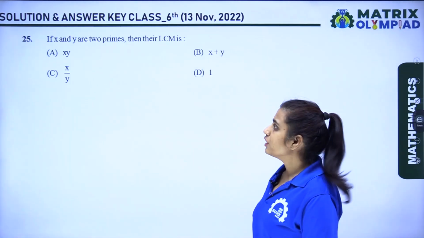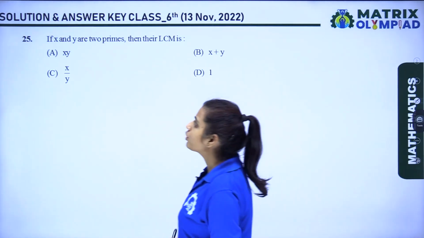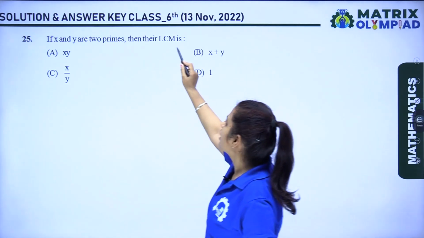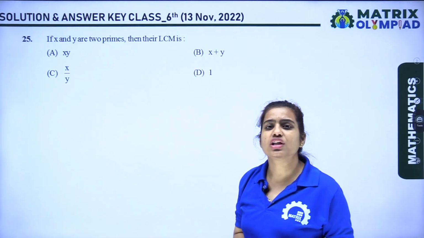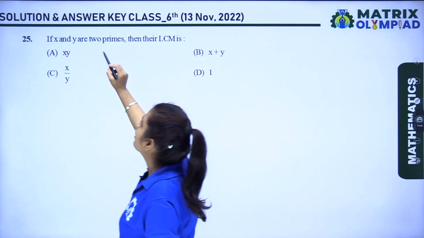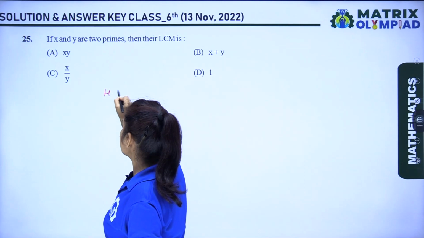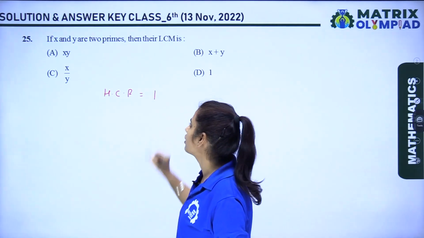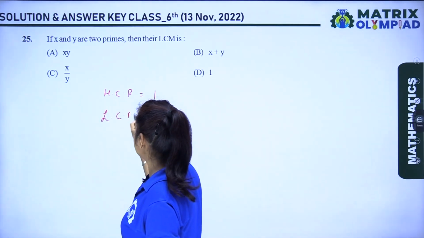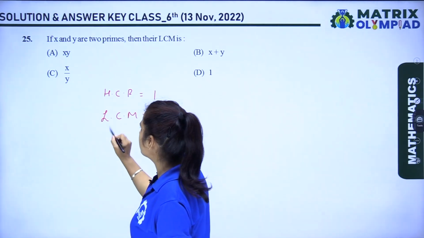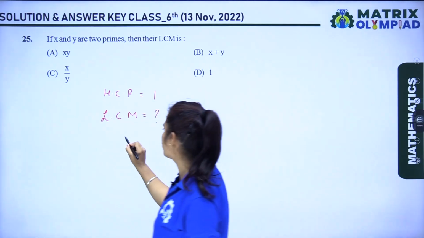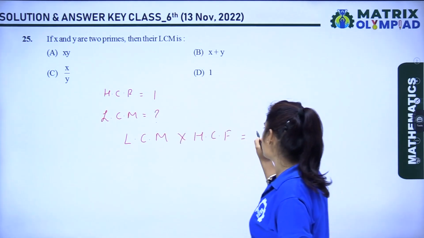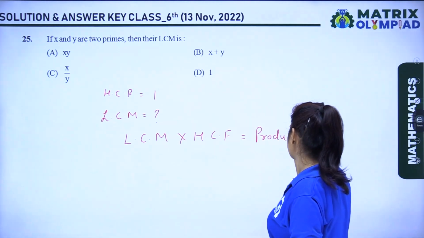Let's solve the next question, that is question number 25. Question number 25 says that if x and y are two primes, then their LCM is. Now we are given the two numbers, that is x and y. So the HCF of two prime numbers x and y is 1. So here we have to find out the LCM. We know the formula, that is LCM multiplied by HCF is equal to product of two numbers.